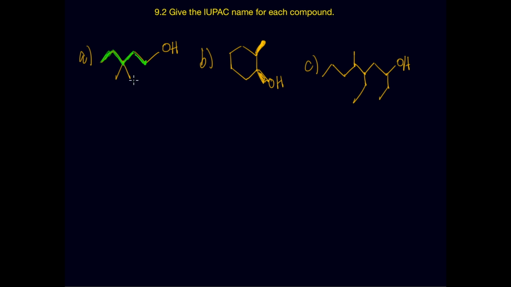pentanol. Now we number the carbons, and we number the carbons such that the alcohol receives the lower numbering. So we want to number from right to left in this case here. Okay, so we got the alcohol attached to carbon 1. Next, we want to number and name the substituents. So we've got a methyl group at carbon 3. We have another methyl group at carbon 3.